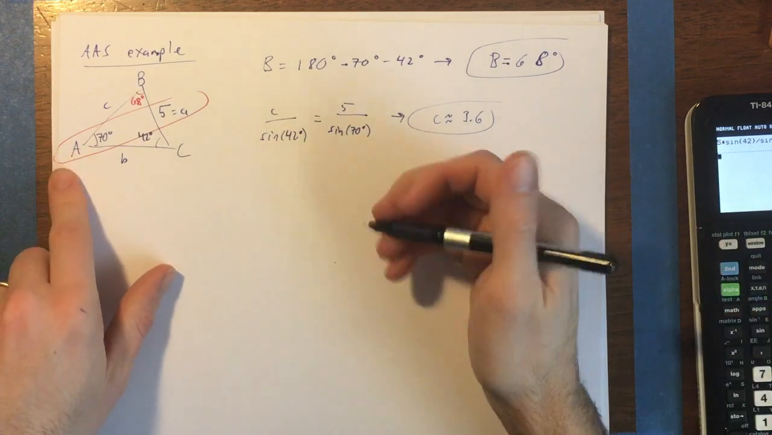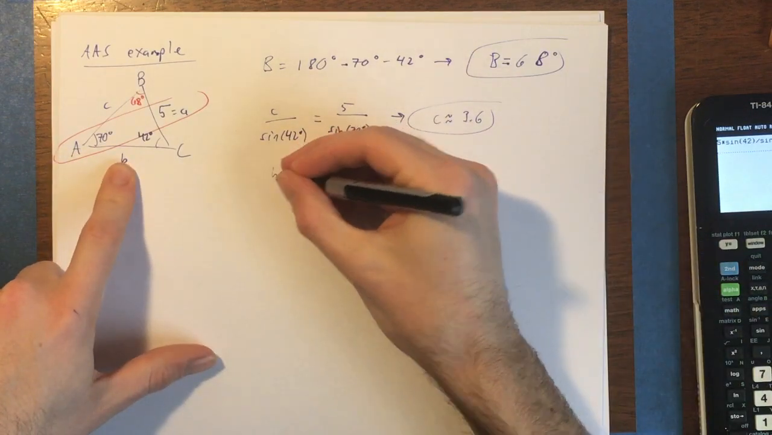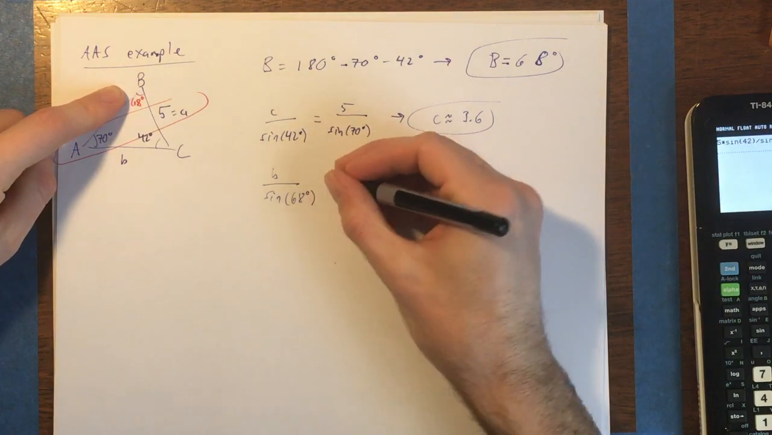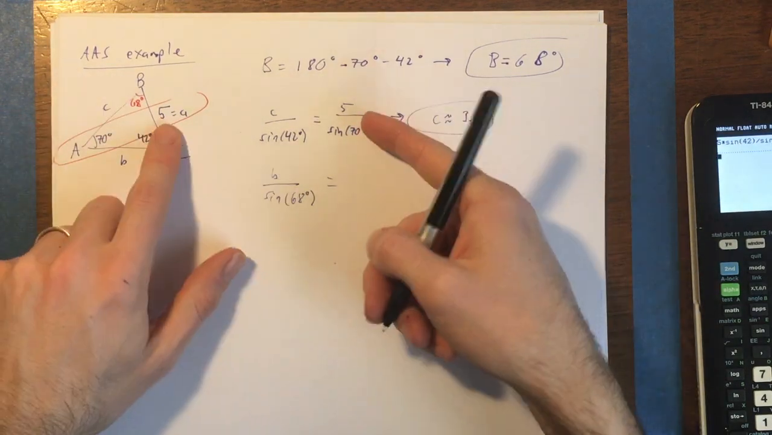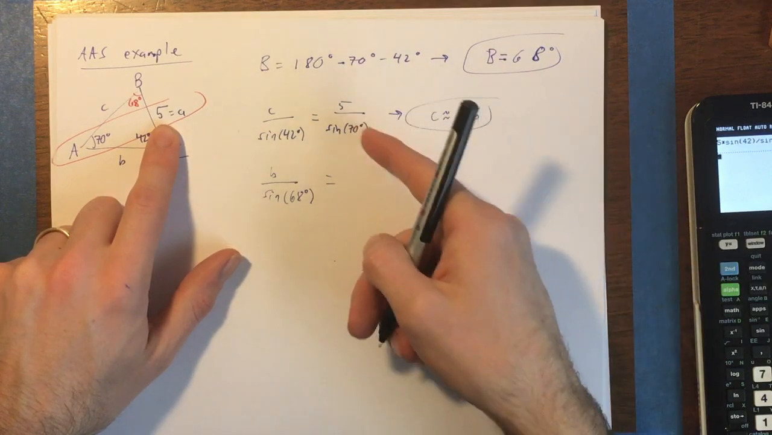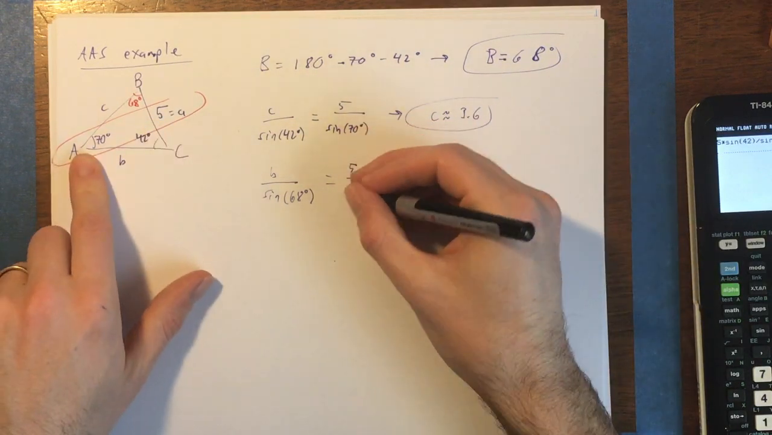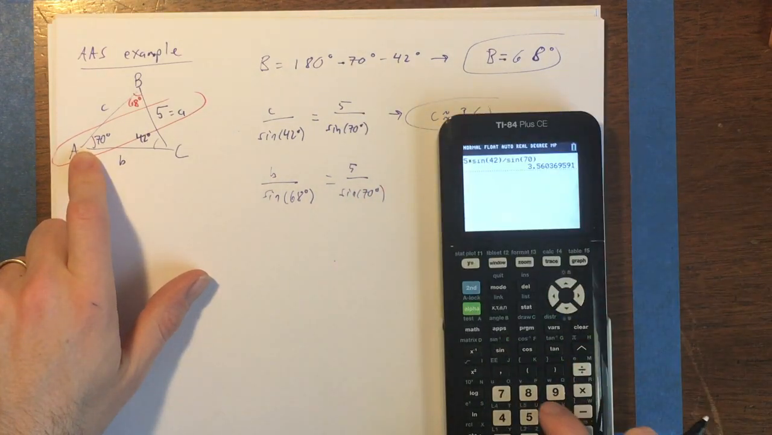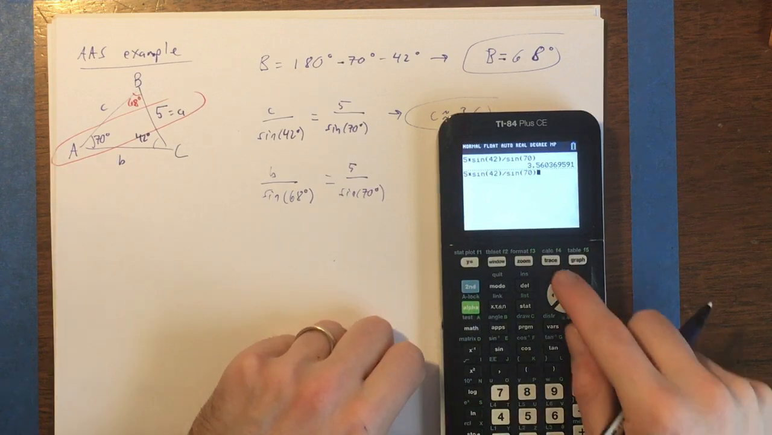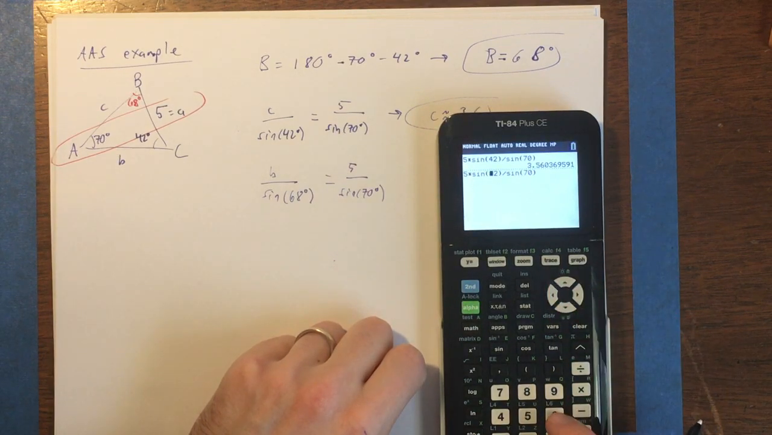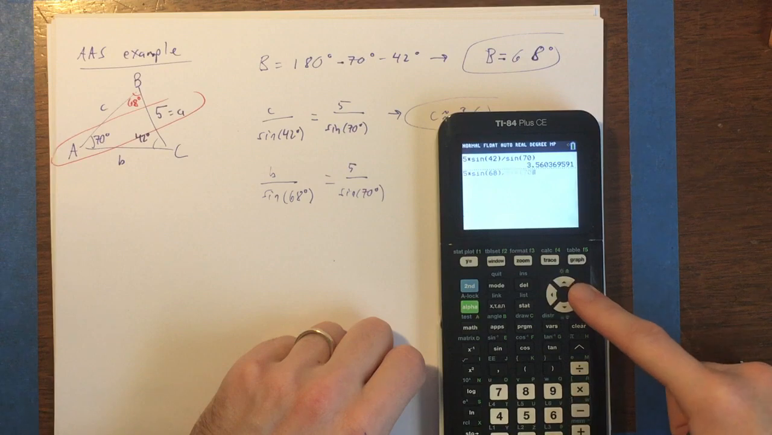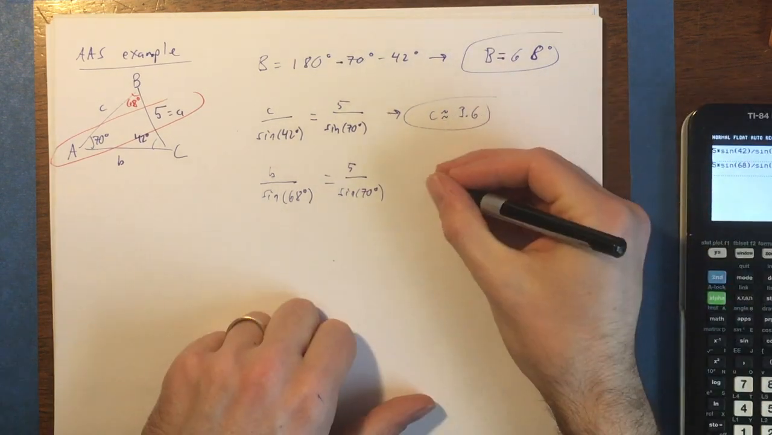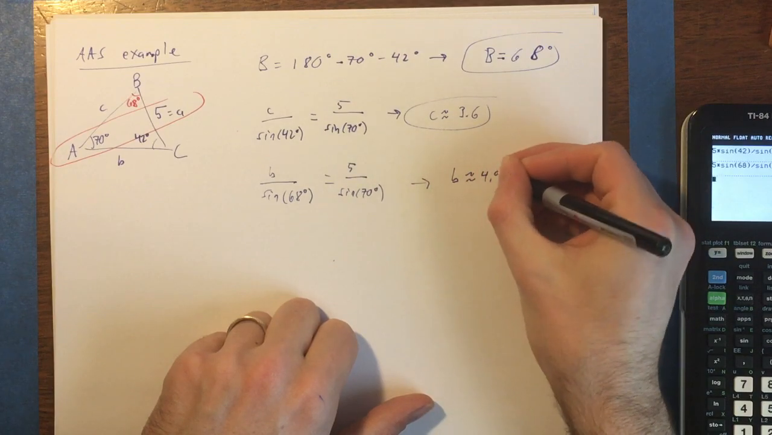And then you can get side B in a very similar way. B over sine of angle B, which we've now calculated to be 68 degrees, equals, again, I'm going to go back to this, because I don't want to use my rounded value. I'm going to go back to the A opposite pair. So 5 over sine of 70. Actually, let's take the same thing we had before. It's 5 times sine of 42, but I'm going to replace the 42 with the 68 divided by sine of 70, and then I get 4.9. So it gives us B is about 4.9.